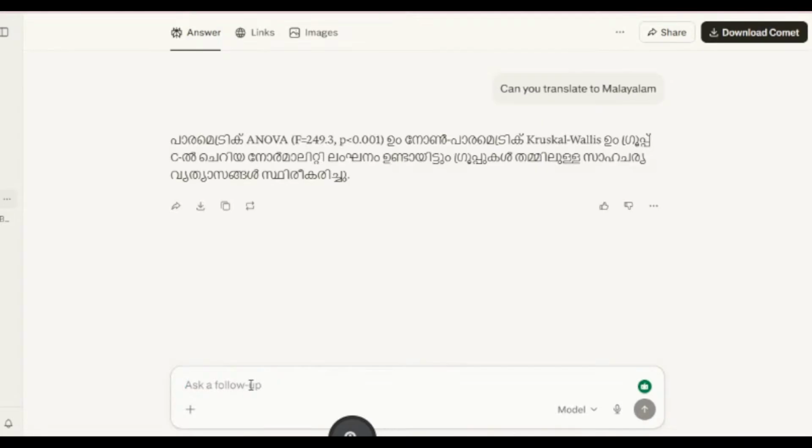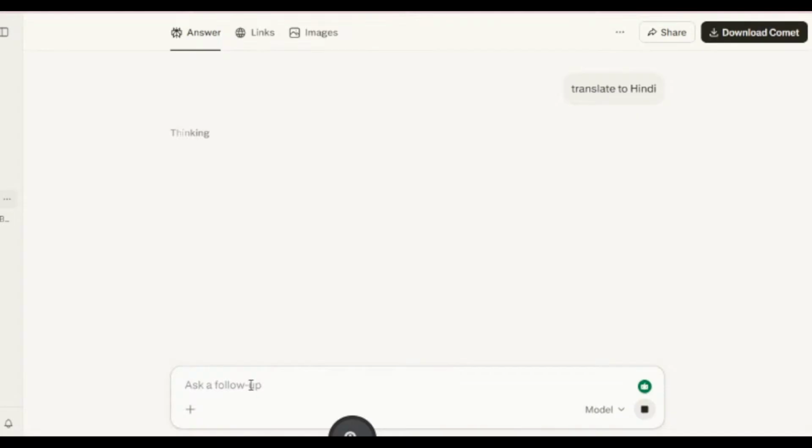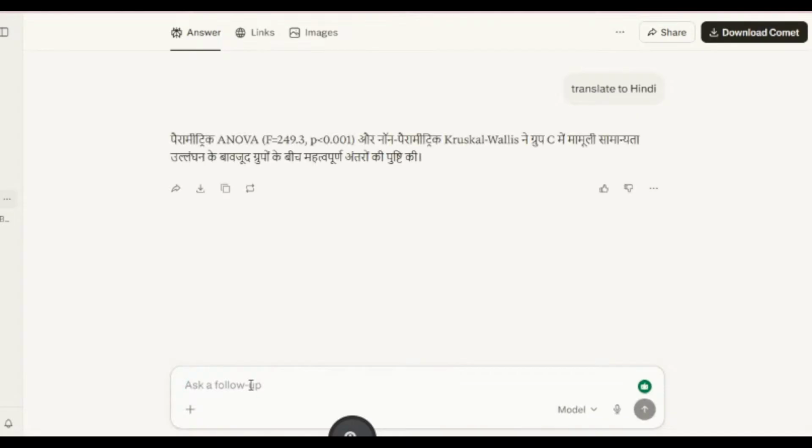Can you translate to Hindi? What are the Hindi readers here? Anyone? And the script will come shortly.